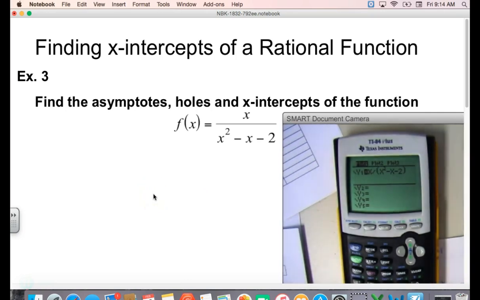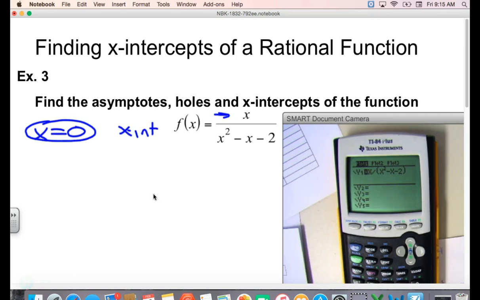On this last problem, let's find the asymptotes, the holes, and the x-intercepts. We'll start with the x-intercepts since it's the new part. To find the x-intercepts, you set your numerator equal to 0. To find the vertical asymptotes, you set the denominator equal to 0. So x equals 0. Great, this is an x-intercept. It's solved already, I don't have to do anything else to it.